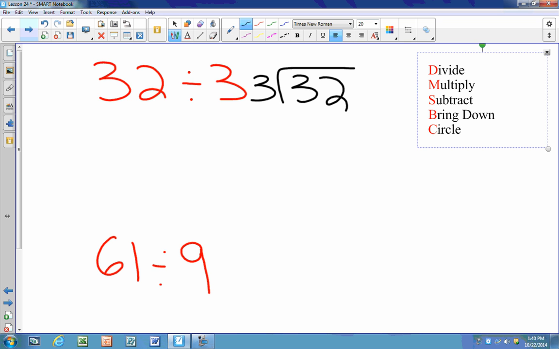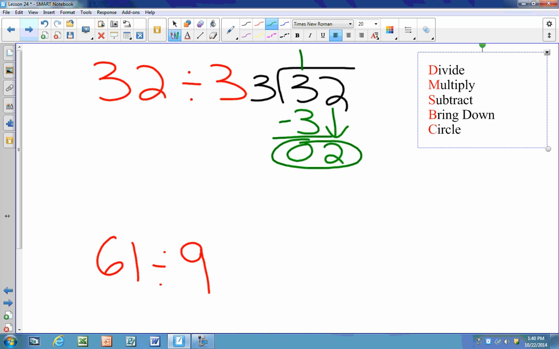This time I'm not going to use check marks on the side. I'm going to show you how I walk through without checking. How many times does 3 go into 32? First I say how many times does 3 go into 3? It's once. Then I multiply. That's the 1 times 3. Then I subtract 3 minus 3. I bring down my 2. And I circle. And now I have to go all the way back to the top. How many times can 3 go into 2?